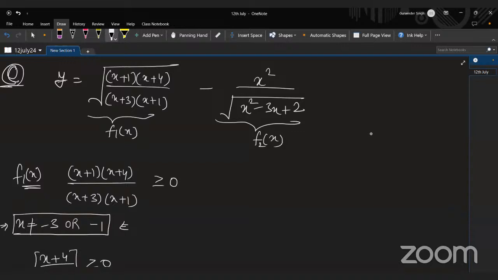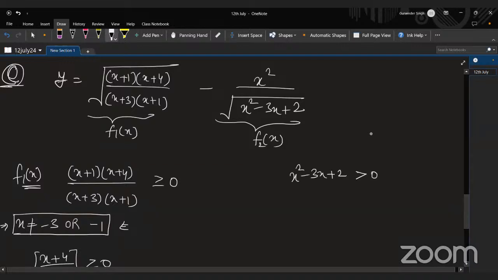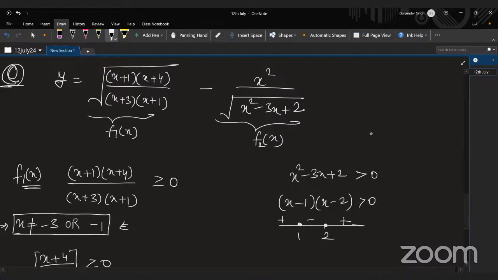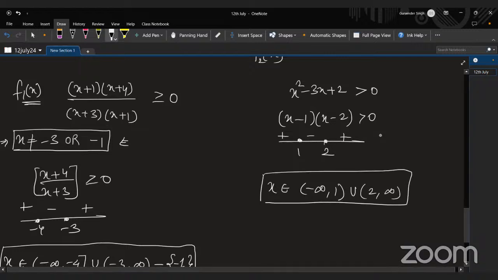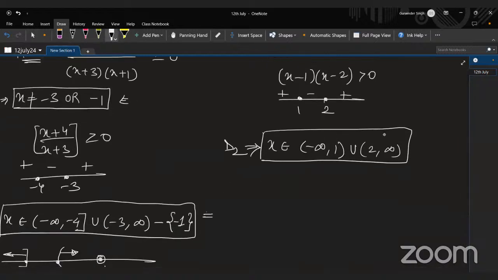This is fairly simple, right? x square minus 3x plus 2 should be strictly greater than 0. It can't be 0 also. So I will factor it as x minus 1 into x minus 2. The roots are 1 and 2, and the signs are plus, minus, plus. So x should belong to minus infinity to 1 and 2 to infinity. 1 is not inclusive and 2 is also not inclusive. This is my D2 and this is my D1.